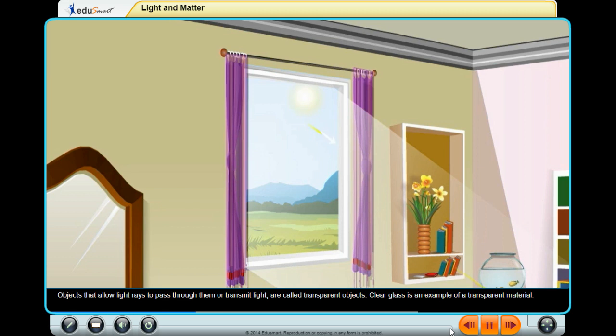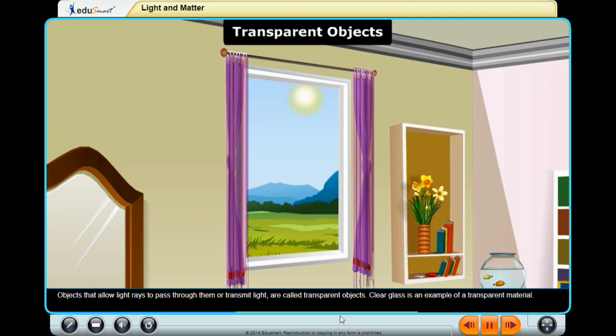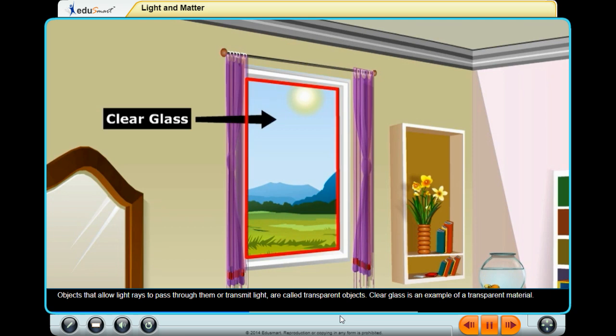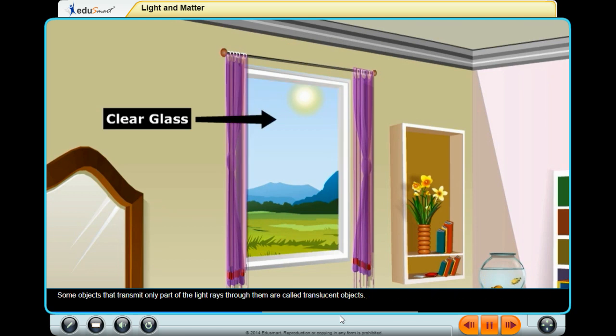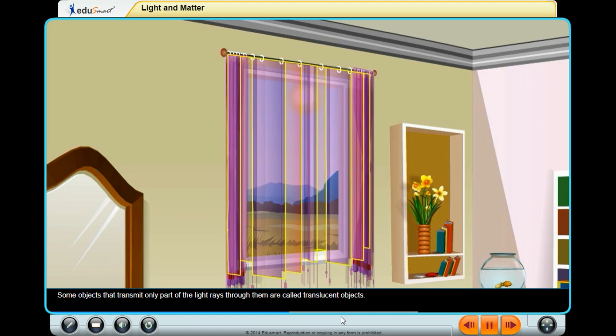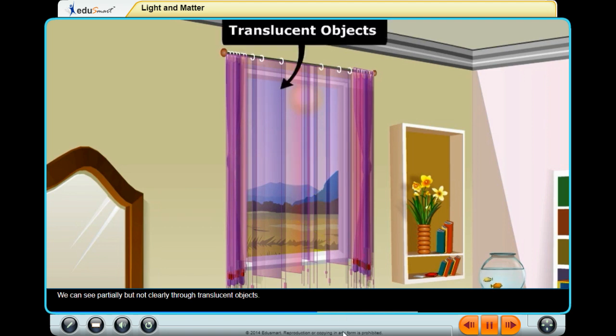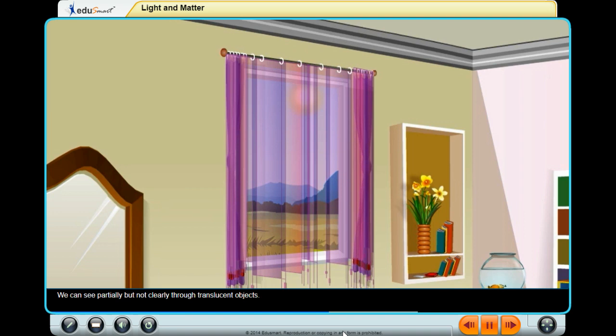Objects that allow light rays to pass through them or transmit light are called transparent objects. Clear glass is an example of a transparent material. Some objects that transmit only part of the light rays through them are called translucent objects. We can see partially but not clearly through translucent objects.